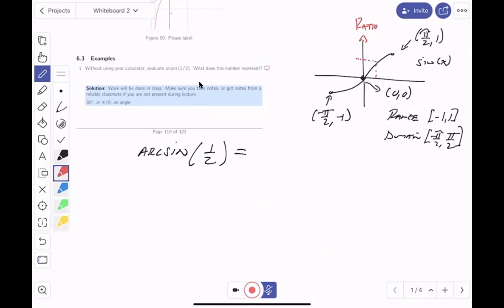Now, I hope you realize the angle's got to be between 0 and pi over 2. Then the big question is, what angle gives you a ratio of 1/2 for sine? Well, that would be 30 degrees. I'll put this down for you. In radian measure, that would be pi over 6. All right. So I want to emphasize again what this is over here. This is a ratio. And these are the angles. All right. Let's go to the next question.